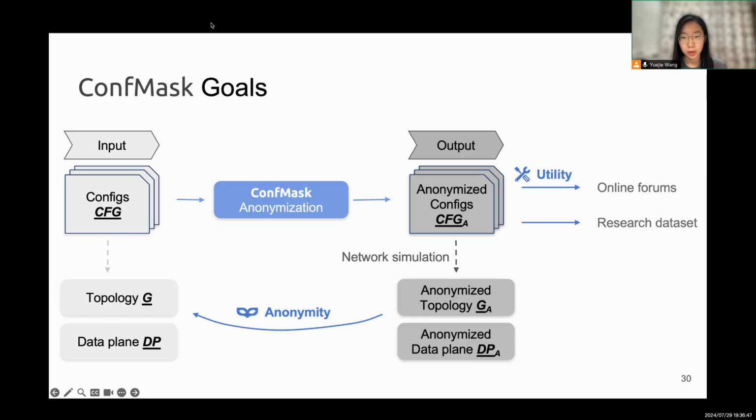So now we can declare our desired anonymity and utility properties. For the anonymity of topology, we target the node degrees in the graph G.